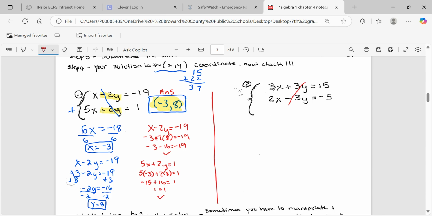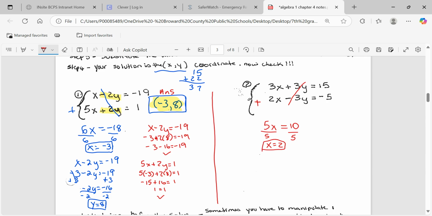So now I have 3x and a positive 2x, so 3x plus 2x will give me 5x, and 15 minus 5 is going to give me 10. So 5x is equal to 10. To find x, I would divide both sides by 5 so that my x is equal to 2.